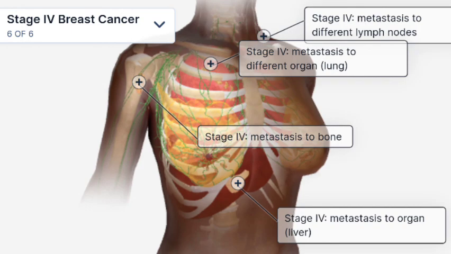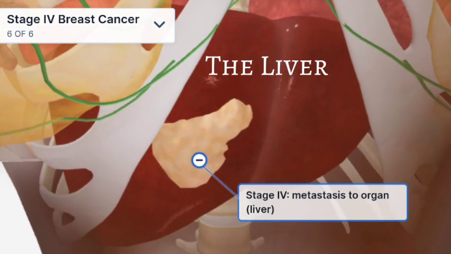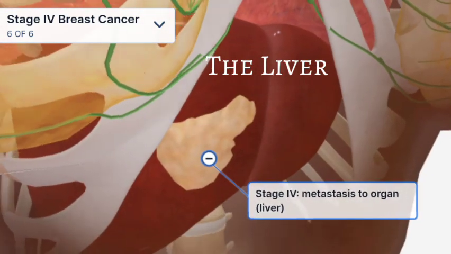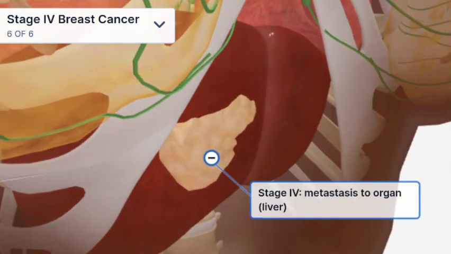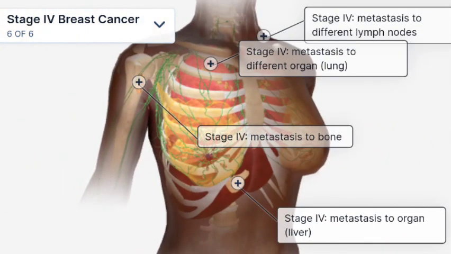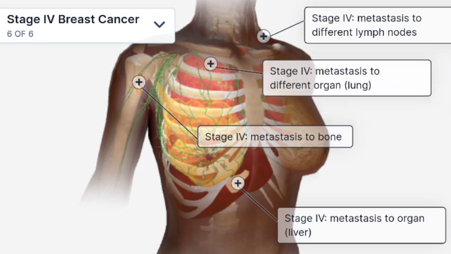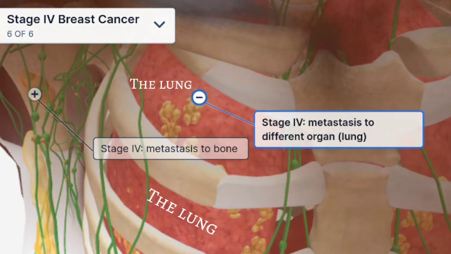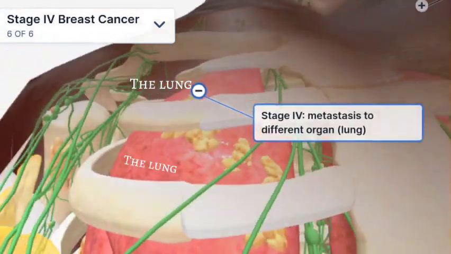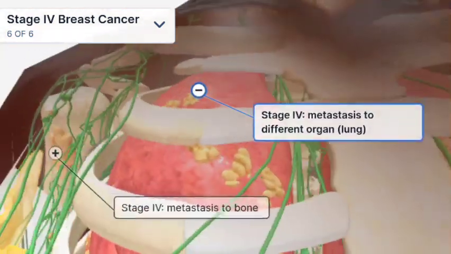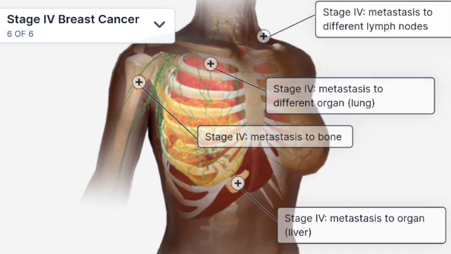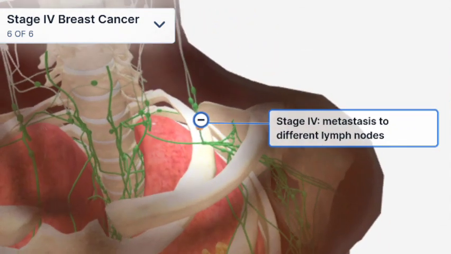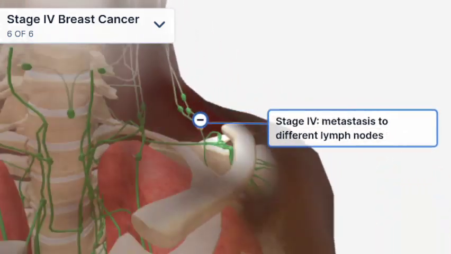Also, take a look at the metastasis to the liver happening here. You can find the tumor here on the liver. How about the lungs? Take a look at the lungs here, at this part. Let's take a closer look. You can find them on the surface of the lungs. You can see them. And lastly, take a look at the metastasis to distant lymph nodes, like this one we have here. And find the tumor here as well.